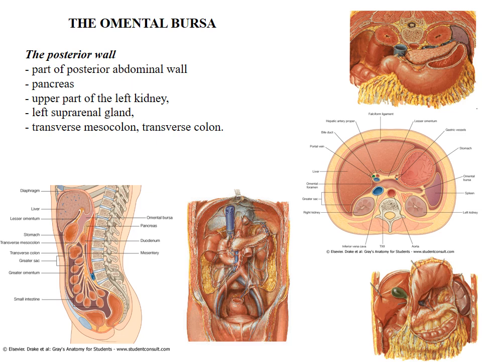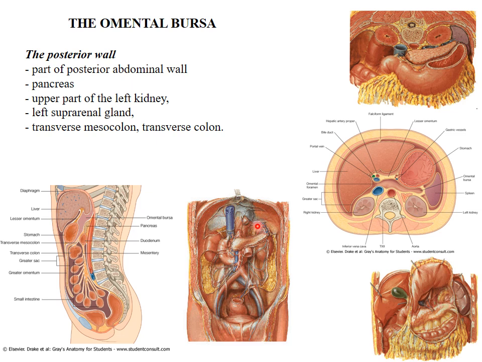The posterior wall is formed by primarily and secondarily retroperitoneal organs. This is the posterior wall. The stomach is removed, and we can see the posterior wall of the omental bursa. First, that is part of the posterior wall, then the pancreas. This is the pancreas. Then the upper part of the left kidney.